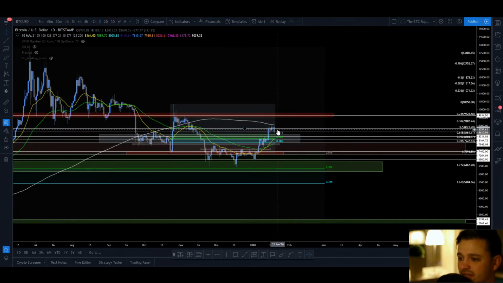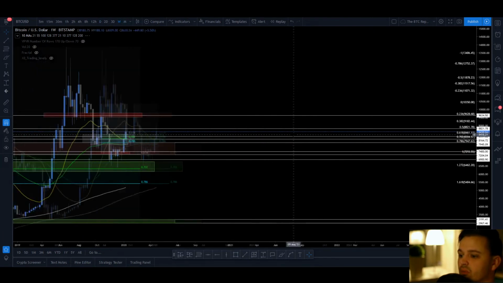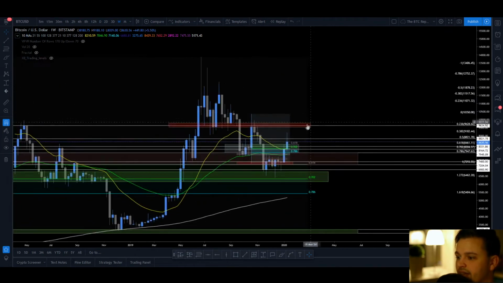I'd like to see this level hold for a move up to the 9.5, 9.6, 9.7 area, the high time frame resistance. That's going to be heavy resistance, because if we start trading above here on the weekly and close the weekly up here, that's going to give us a higher high on the weekly, and that's going to confirm the reversal and confirm a weekly uptrend. That's where the magic happens, right below the magic 10k area.